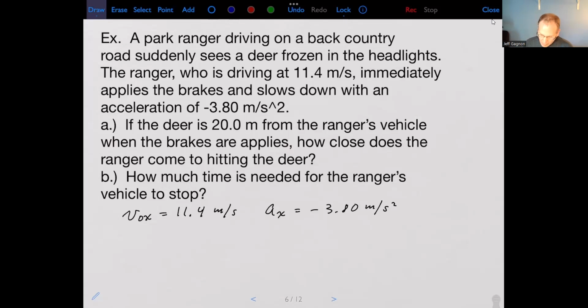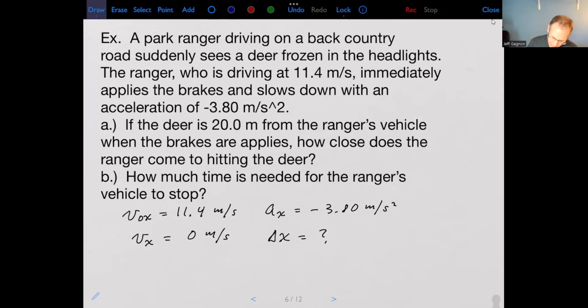Okay. So what else do we know? Well, the way it's asking this question is we're assuming the ranger's vehicle comes to a stop, right? Which would mean its final velocity is equal to 0, right? If it comes to a stop. And we want to calculate how far it's traveled, right? We want to figure out its displacement, delta x. And hopefully it's less than 20. If it's less than 20, then we know that the deer did not get hit, right?